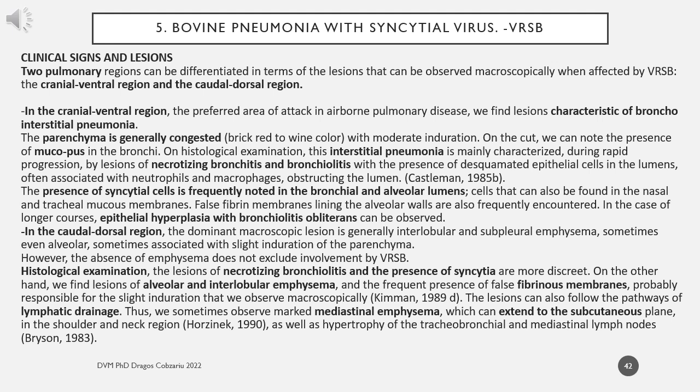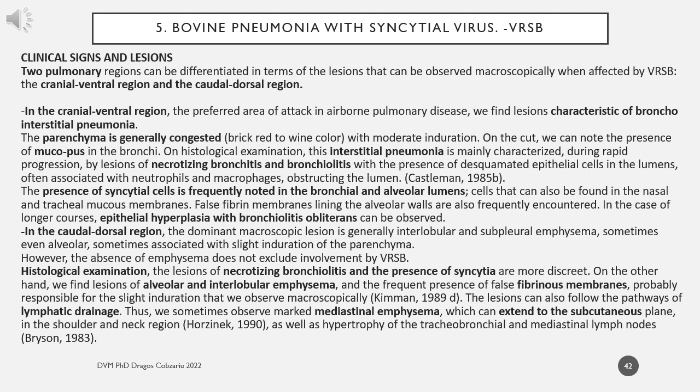In the caudal dorsal region, the dominant macroscopic lesion is generally interlobular and subpleural emphysema, sometimes even alveolar, sometimes associated with slight induration of the parenchyma. However, the absence of emphysema does not exclude involvement by VRSB. On histological examination, the lesions of necrotizing bronchiolitis and the presence of syncytia are more discrete. On the other hand, we find lesions of alveolar and interlobular emphysema, and the frequent presence of false fibrinous membranes, probably responsible for the slight induration that we observe macroscopically.